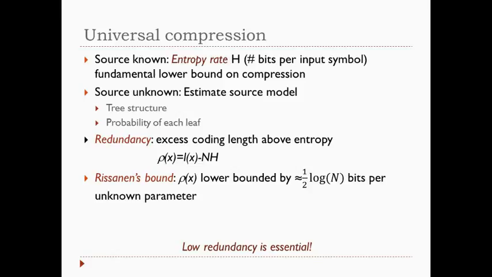Now, of course, in practice, the source is often unknown, and we need to estimate the source model, and in our case, the tree structure and the conditional probabilities corresponding to the leaves. The redundancy rho of x is the excess coding length beyond the entropy. So L of x is the coding length in practice of the universal compressor, and n times h is the average entropy. Rissanen's bound tells us that rho of x is lower bounded by roughly half log n bits per unknown parameter. Now, that might not sound much, but in practice, the number of states in the tree is very large, and consequently half log n bits per parameter is quite a bit.